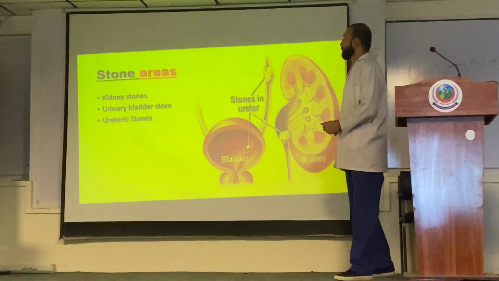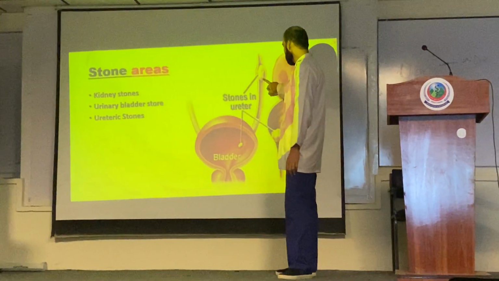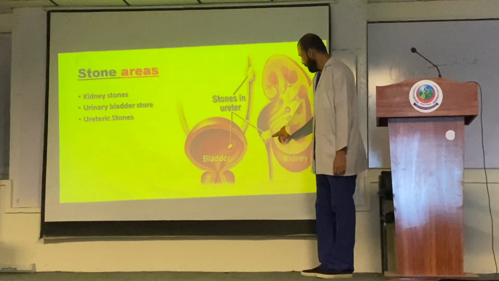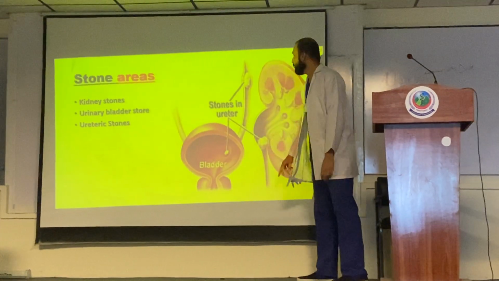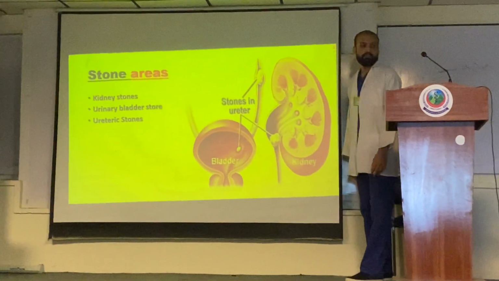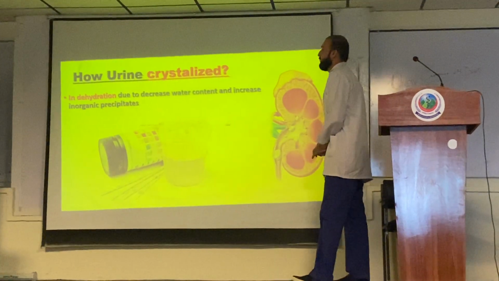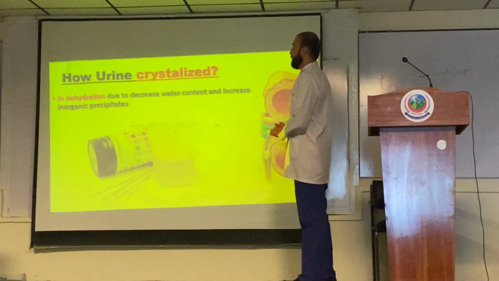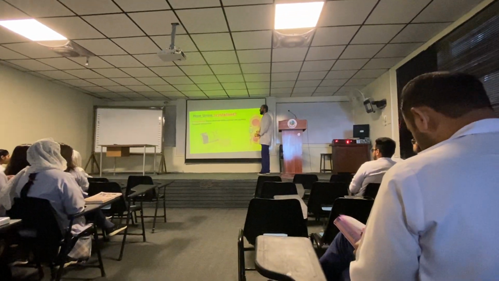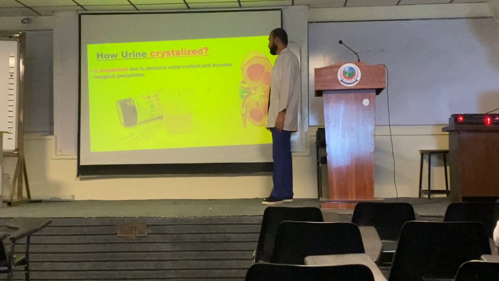Mostly there are 3 areas where stone formation occurs: stone in the ureter, stone in the kidney, and stone in the bladder. These are the 3 specific areas where you will find stones. So how does urine crystallize? When dehydration occurs due to decreased water content, an increase in inorganic precipitates occurs. Therefore, it will crystallize in this case.